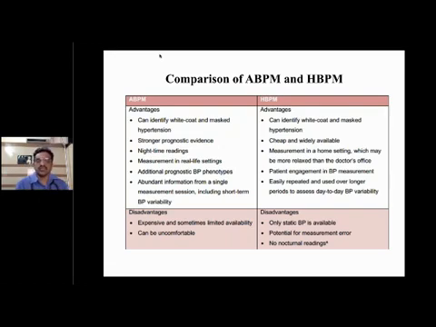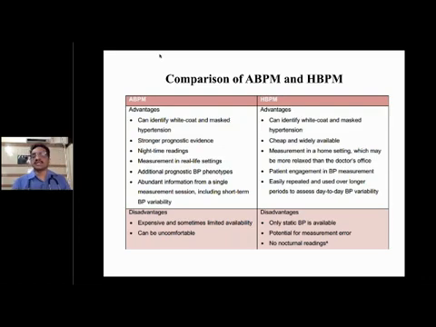But the disadvantage of ABPM is it's an expensive tool, and so it is not available everywhere, though now it is not such a rare thing. Even I have it in my OPD, and we do it in patients where we feel that there is white coat or masked hypertension. Another disadvantage can be that it is uncomfortable, especially at night when the patient has to wear it and sleep.